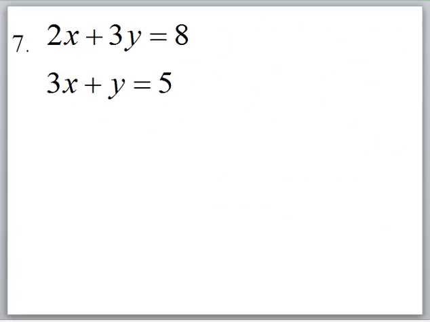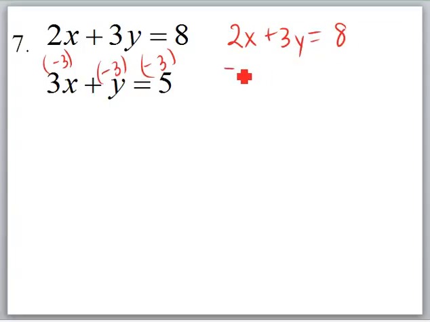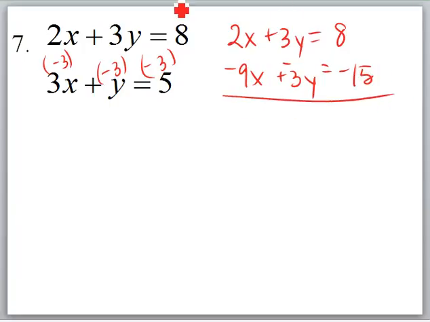This next one, what I want to look at is, all right, well, these are easily getting rid of, but these I could if this was just a negative 3. So I'm going to multiply everything times negative 3. When I do that, the top one stays the same. The bottom one becomes negative 9x. I get negative 3y, and I end up with a negative 15. So when I combine my like terms, these fall out. I get negative 7x equals, this ends up being negative 7. I'll divide by negative 7 on both sides, and I get x is 1.